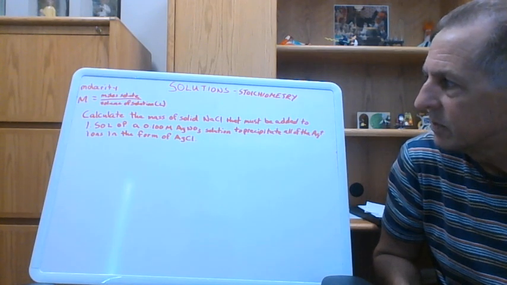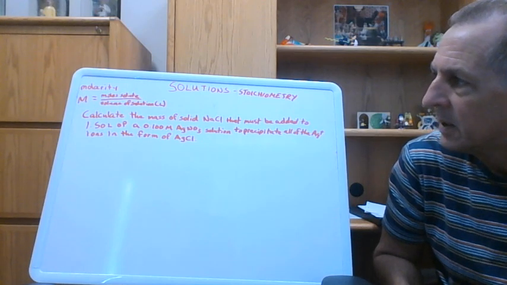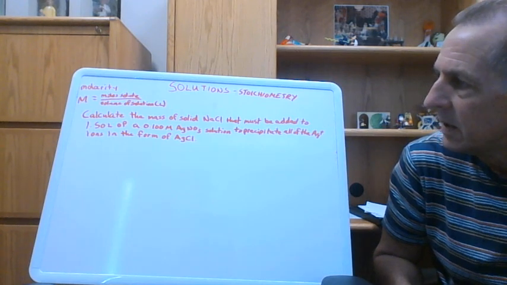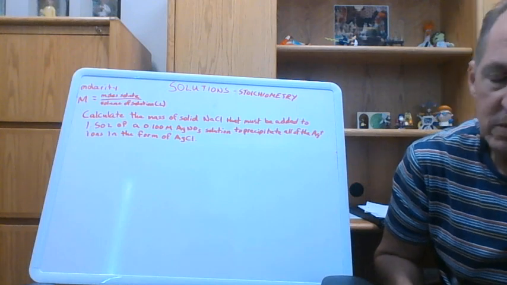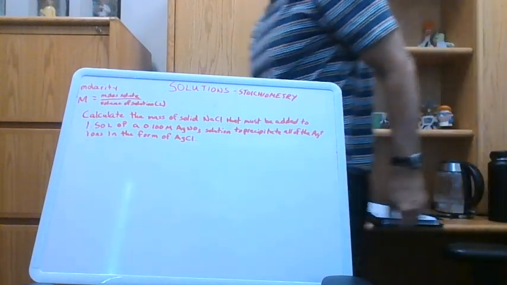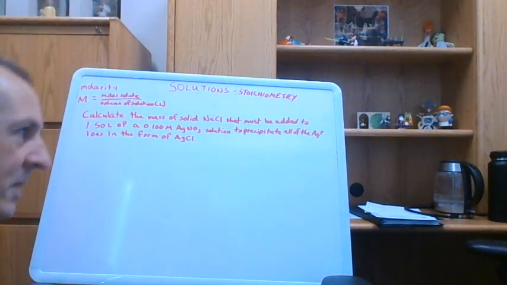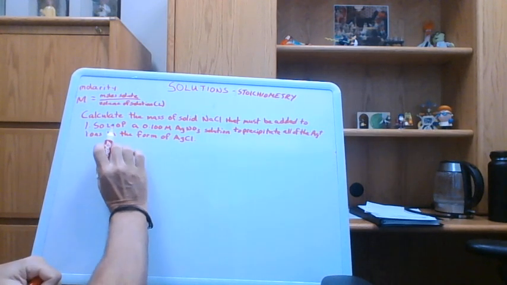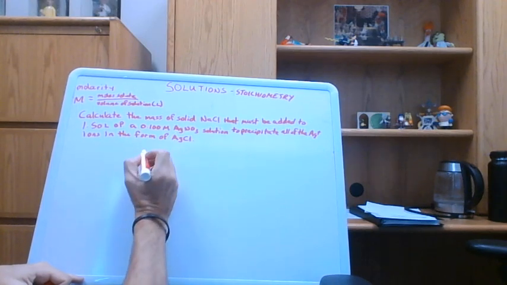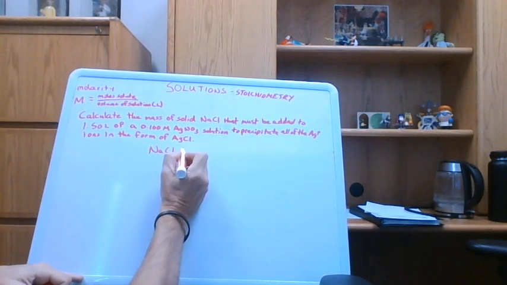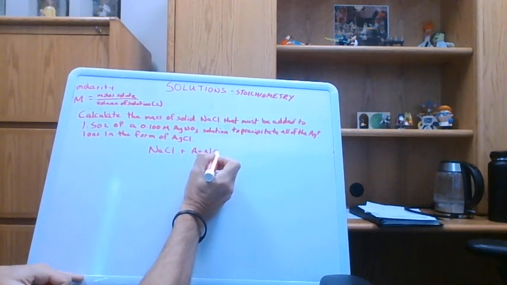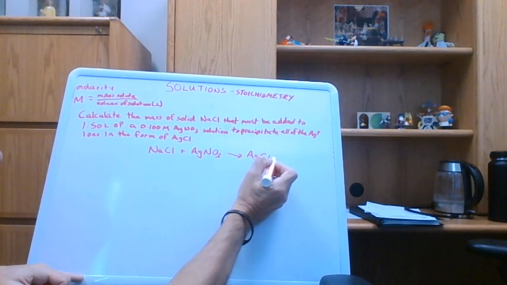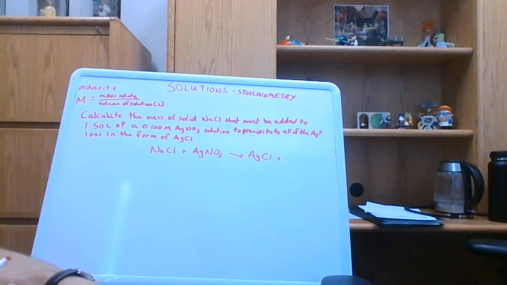If we calculate the mass of solid sodium chloride that must be added to 1.50 liters of a 0.1 molar silver nitrate solution to precipitate all of the silver ions in the form of silver chloride. So for a stoichiometry problem, these become difficult because you're going to have to convert this to an actual balanced equation first. So we need to look at what our reactants are and what are our products. And you're adding sodium chloride to silver nitrate, so those are the things we're adding together. So we have NaCl plus silver nitrate, and it tells us that we want to precipitate silver chloride, so that's going to be one of our products, and we just have to figure out what the other product is.